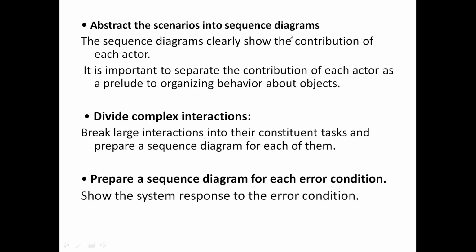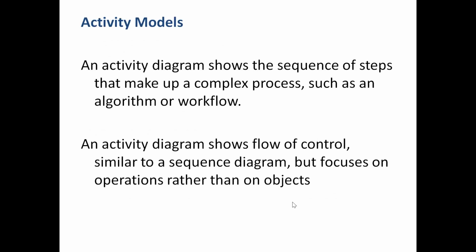Abstract the scenarios into sequence diagrams. Once you have prepared the scenarios, draw a sequence diagram from them so that it can clearly show the contribution of each actor. It is important to separate the contribution of each actor as a prelude to organizing behavior about objects. Divide complex interactions: break large interactions into their constituent tasks and prepare a sequence diagram for each of them. Prepare a sequence diagram for each error condition, showing the system response to the error condition. This is also important so that your system doesn't break down. You need to be able to handle the error condition.